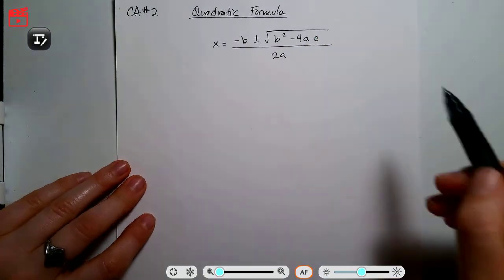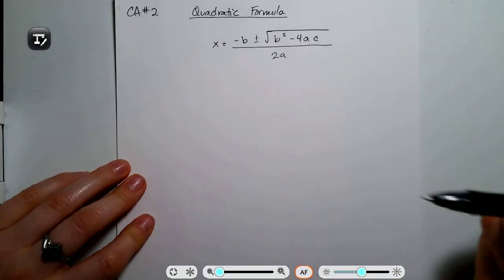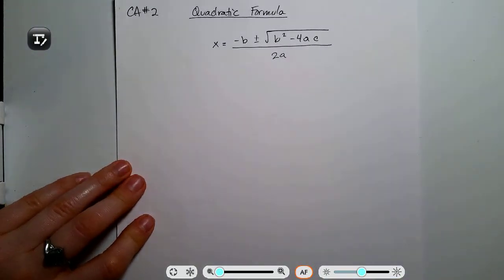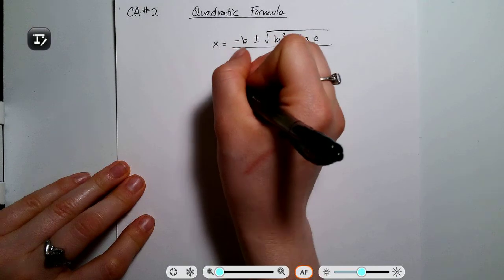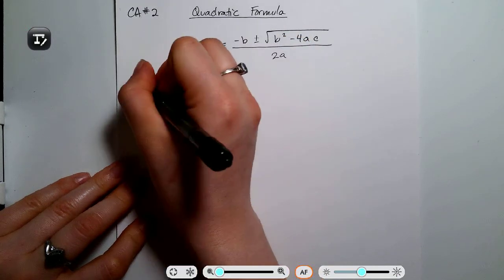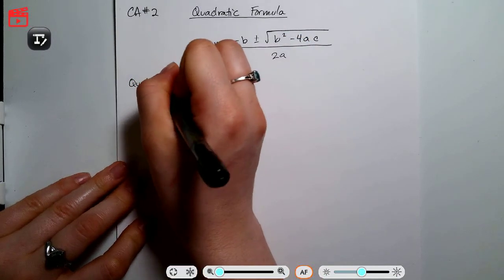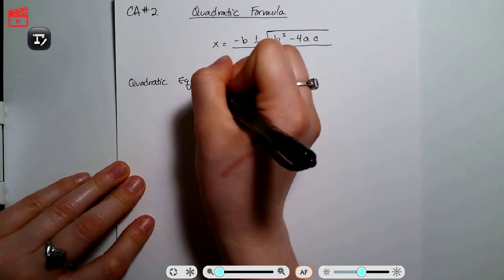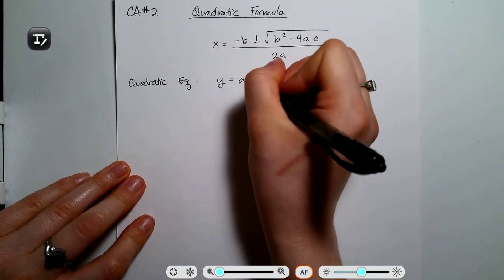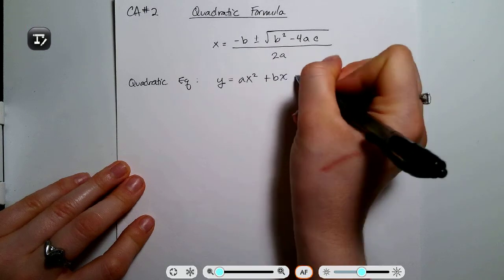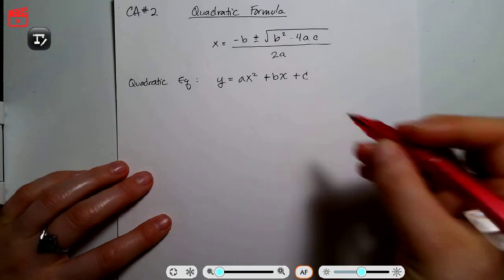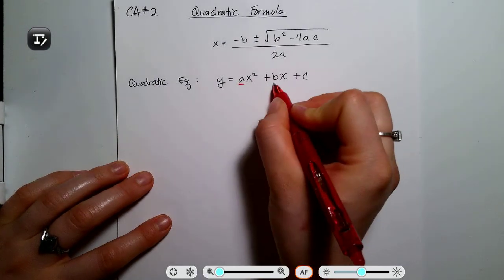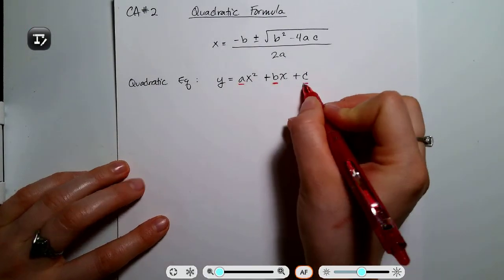And you might be wondering, where are all these b's and a's and c's coming from? Well, these are coming from the sort of generic way we look at a quadratic equation. So if we have a quadratic equation, y equals ax squared plus bx plus c. Okay, so this is what we would generically look at. Here's the a, it's a number, b, which is also a number, and c.